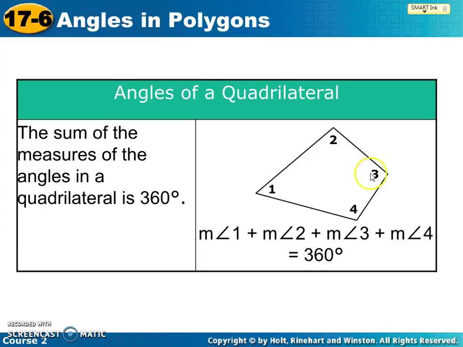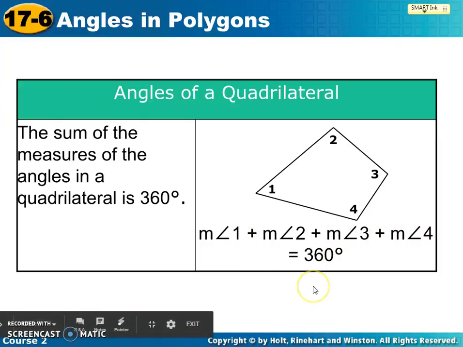If you take a look at this, and if we were to draw a line from this corner all the way across to this corner, we could cut this quadrilateral into two triangles. Well, if we know that one triangle is 180 degrees and the other triangle is 180 degrees, that makes 360 degrees. So our quadrilateral is equal to 360. So angle 1, 2, 3, and 4 equals 360.